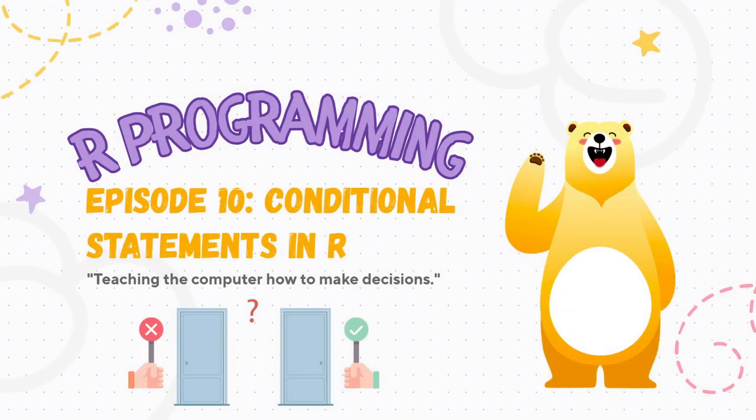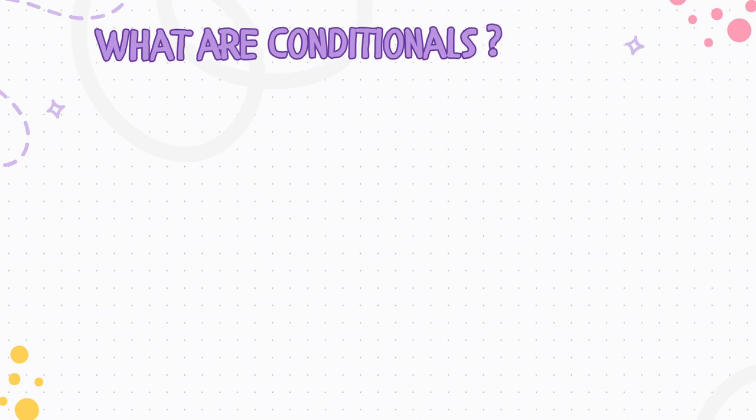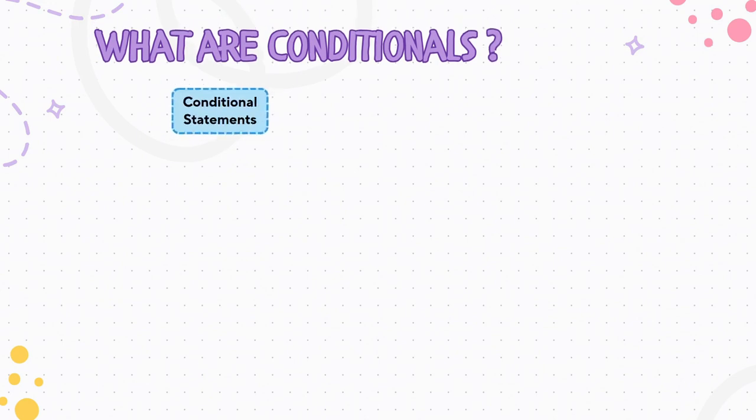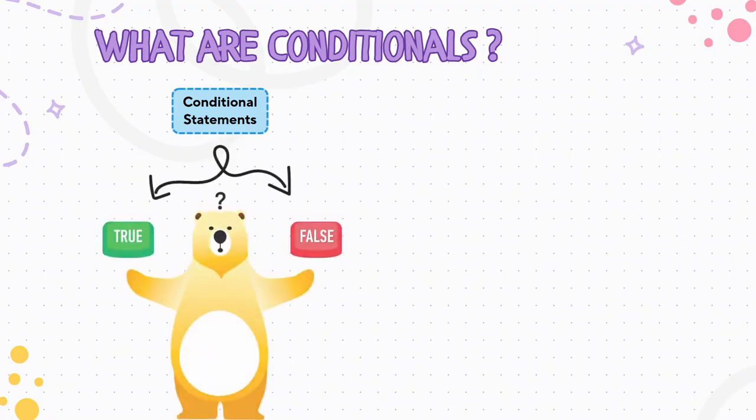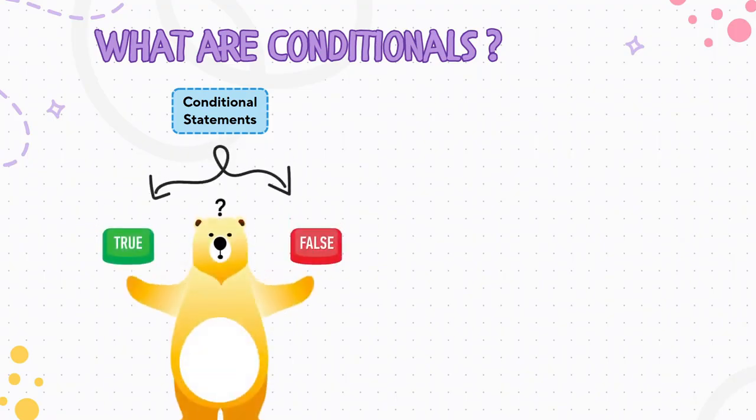So like in every other video, let's have a basic introduction first. What is a conditional statement? Or let's say, what are conditionals? Well, conditional statements are statements that execute different tasks based on whether a given condition is true or false. So if we have a condition, depending on whether that condition is true or false, a conditional statement can tell R what action to perform.